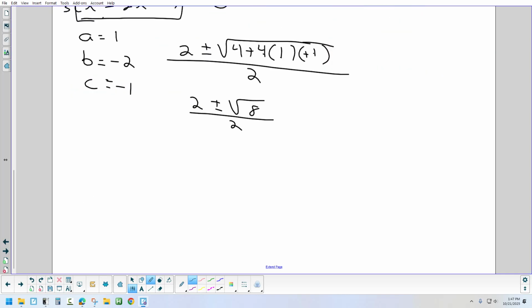And the square root of 8 can be simplified. What's the square root of 8 if you simplify it? Would it be 2 root 2? Yep, 2 root 2. And everything on the outside of the root is divisible by 2. 2 goes into 2 once, and once. Okay, so now you end up with 1 plus or minus the square root of 2. Those are your other 2 roots.